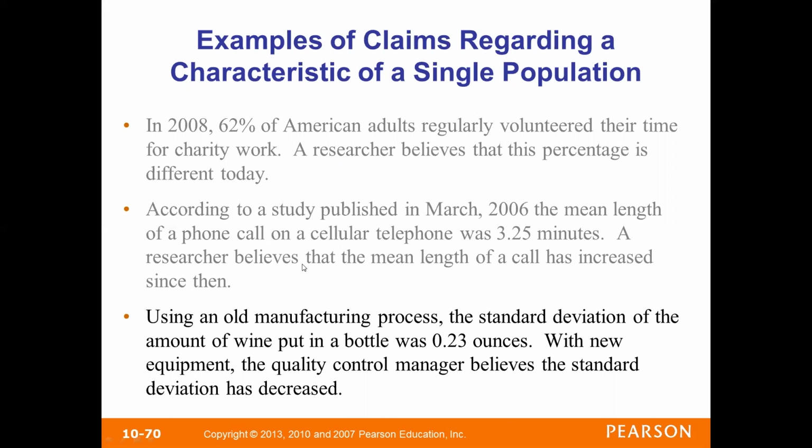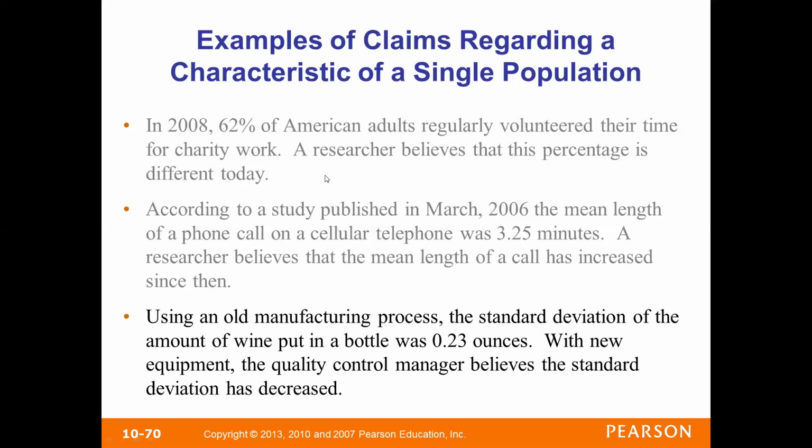The null hypothesis in a hypothesis test is that nothing has changed, so that the value that we have seen in the past is still consistent with what we should see today. So in the first example, our null hypothesis is that 62% of Americans volunteer their time. In the second example, our null hypothesis is that the average phone call time is 3.25 minutes. In the third one, our null hypothesis is the standard deviation of wine is 0.23 ounces.